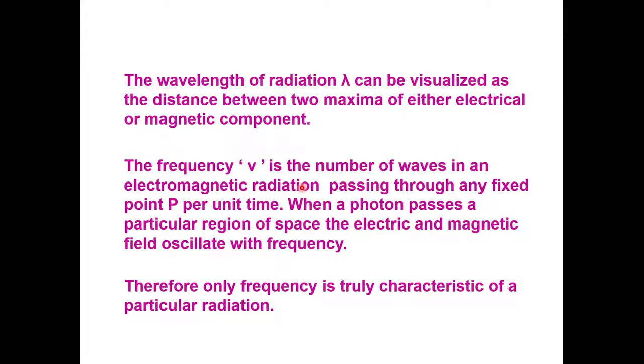So, that means you fix a particular place and count how many waves pass through that point per second or per minute or something like that. When a photon passes a particular region of space, the electric and magnetic fields oscillate with the frequency. You can show this by a simple experiment, and therefore only frequency is truly characteristic of a particular radiation. That is what we say. If you calculate the frequency, the electromagnetic radiation is fixed.